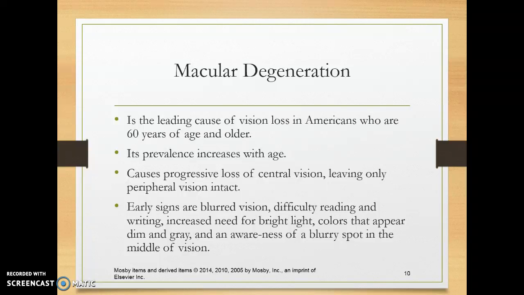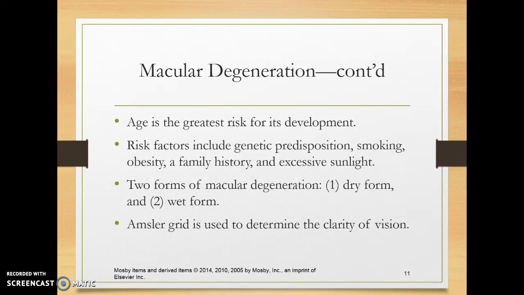Early signs are blurred vision, difficulty reading and writing. You can read the rest of that stuff. So this is another thing that we're going to be dealing with in our older population. It's important for us to understand and know, and if our patient's alerting us to stuff like this, that we're getting the doctor to see them.